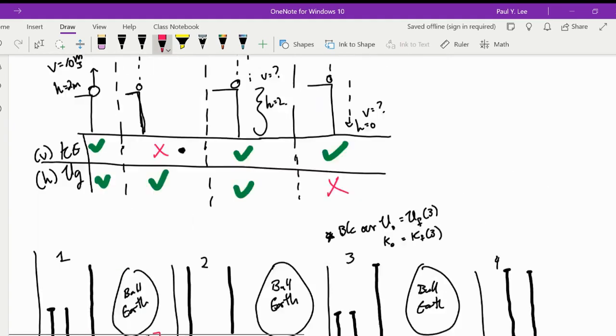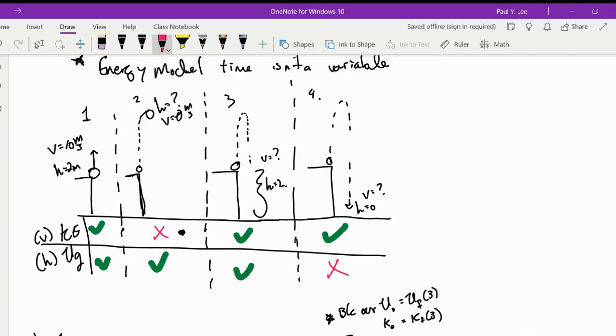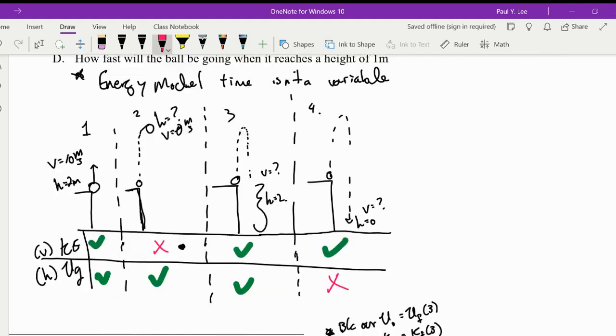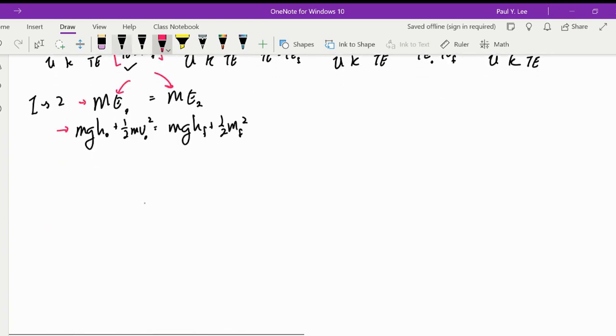Well, before we do some math, let's solve this in variable form. We got to get into that habit. We're looking for the height, the max height, right? How high will the ball go? So we're looking for variable h.